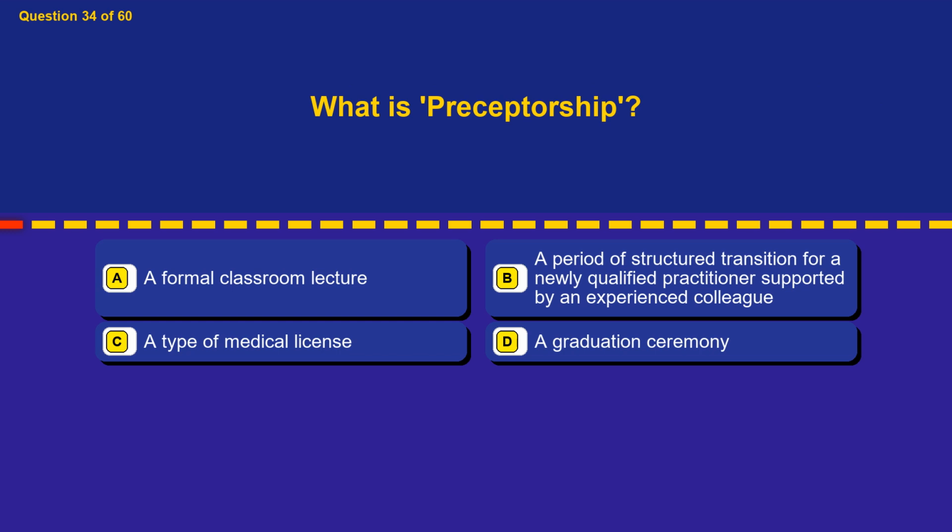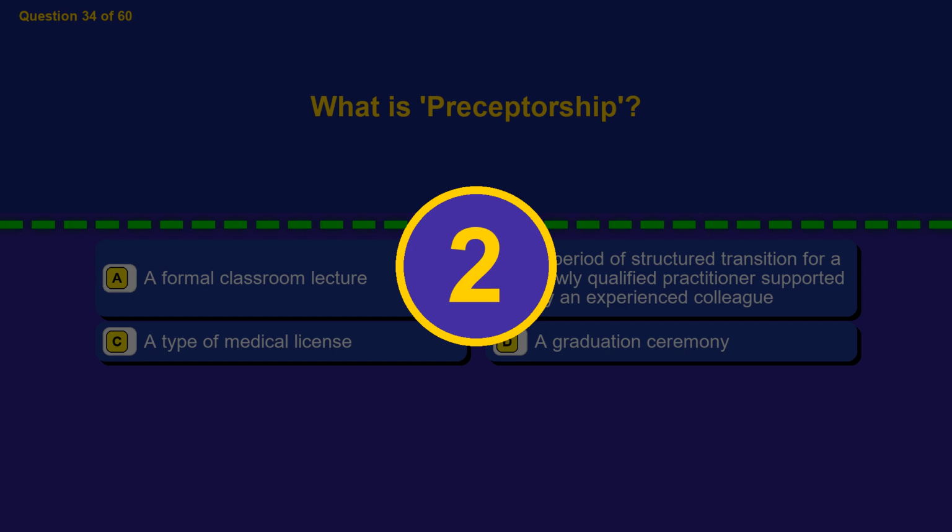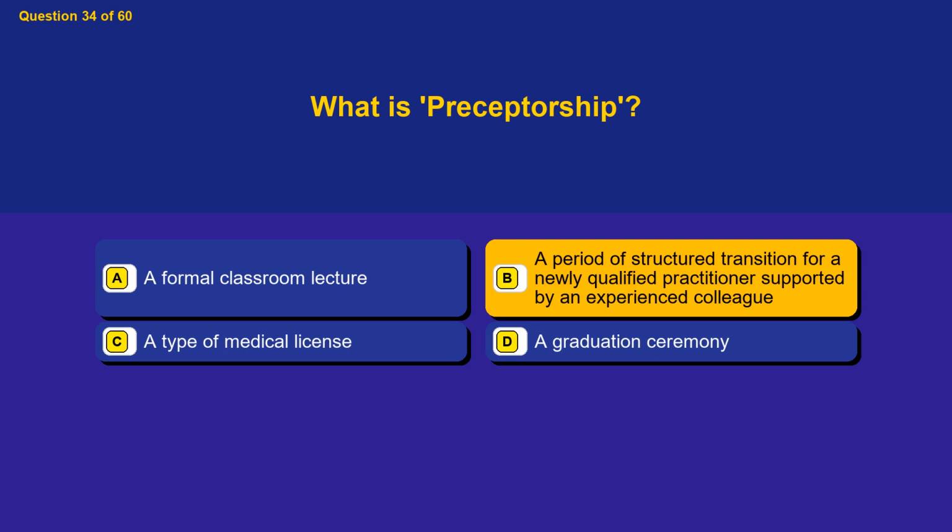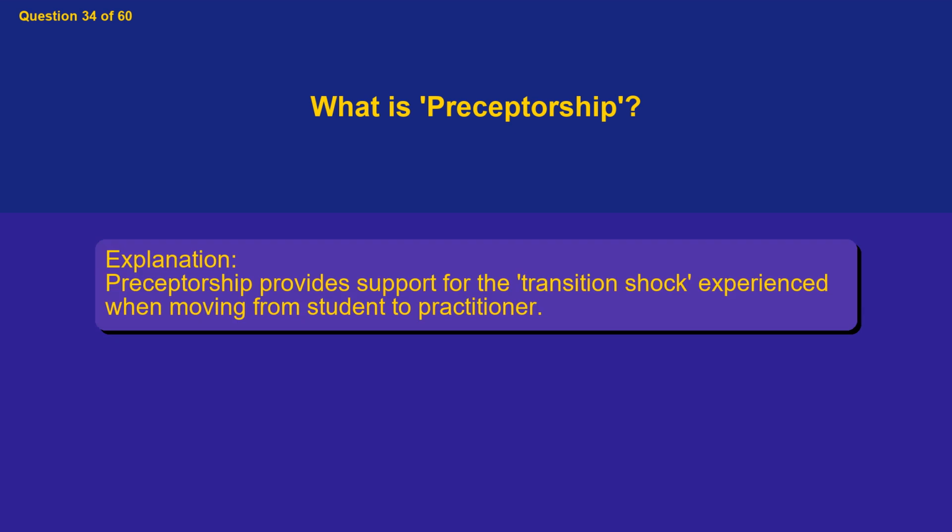Question 34. What is preceptorship? Option A, a formal classroom lecture. Option B, a period of structured transition for a newly qualified practitioner supported by an experienced colleague. Option C, a type of medical license. Option D, a graduation ceremony. The correct answer is option B, a period of structured transition for a newly qualified practitioner supported by an experienced colleague. Preceptorship provides support for the transition shock experienced when moving from student to practitioner.